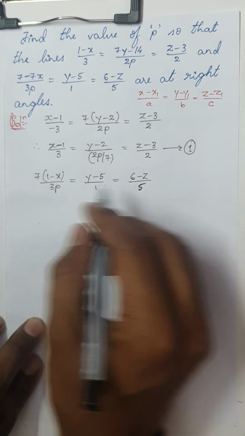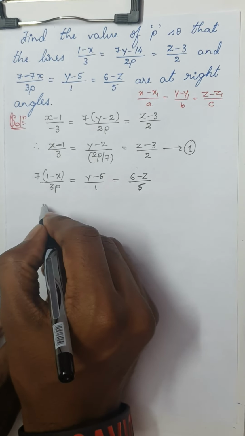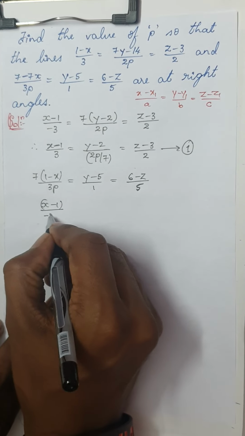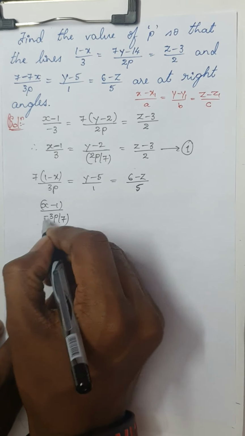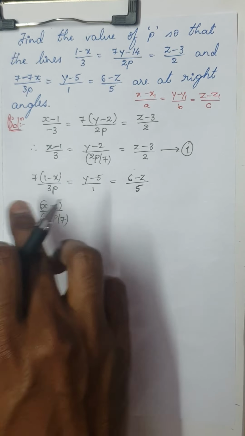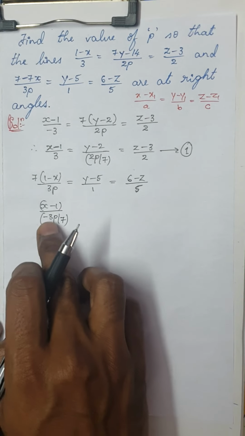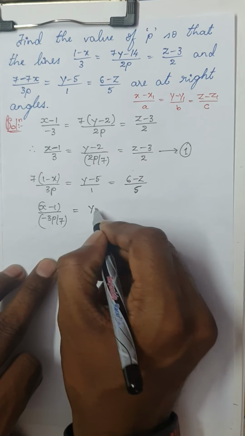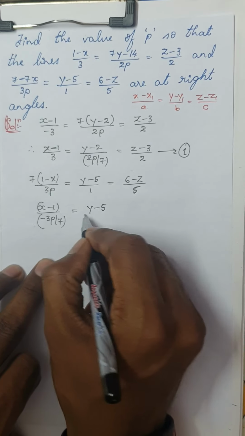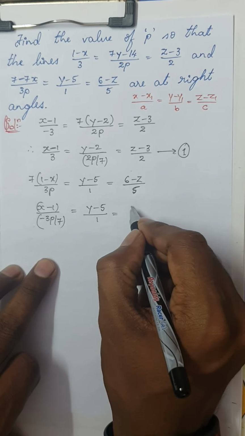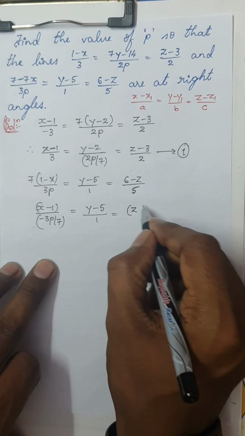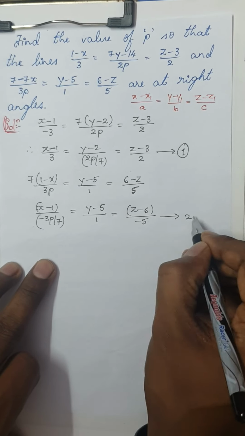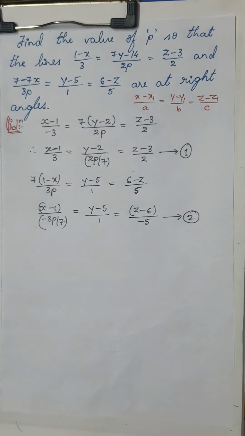So I am going to rewrite this as, I want x minus 1. Therefore, I will write it as x minus 1 divided by minus 3p by 7. Why did I get this? Because 1 minus x changed to x minus 1, one negative sign comes, and this sign you will take to the denominator. This is nothing but y minus 5 divided by 1. That is nothing but, once again I will write 6 minus z as z minus 6 divided by minus 5. This is nothing but my equation 2.